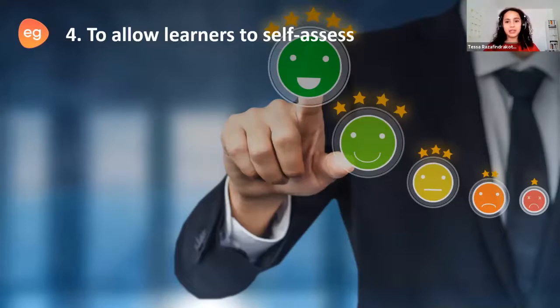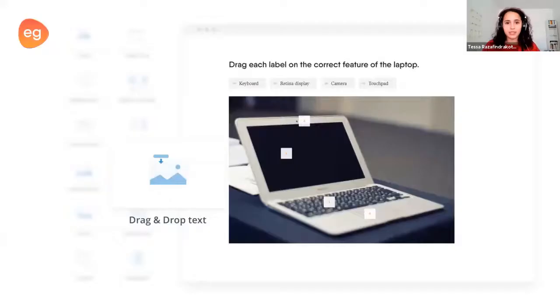Now, what can this look like? There are plenty of examples of what this can look like. This is one of them. This is the drag and drop text. Now, with this one, there's an image, and you can see in this case, it's an image of a laptop. And with the drag and drop text question, you have different labels, different items, and they have to drag and drop it on the correct area of the image.